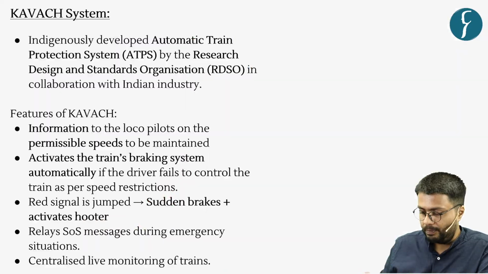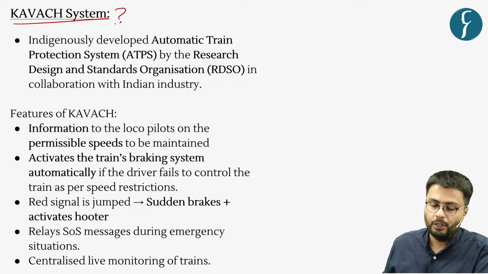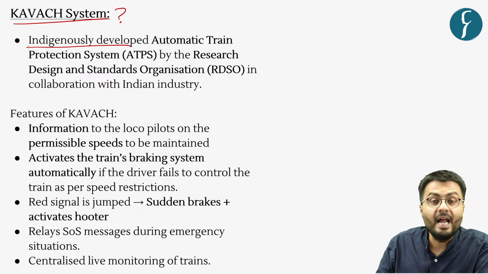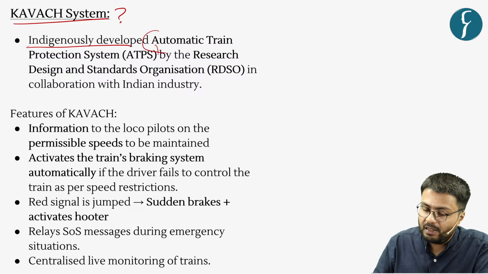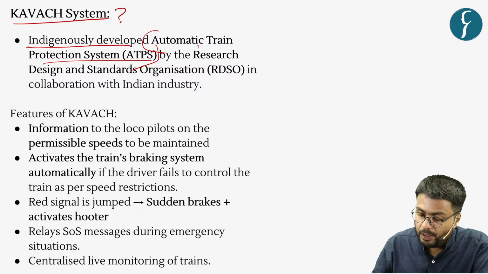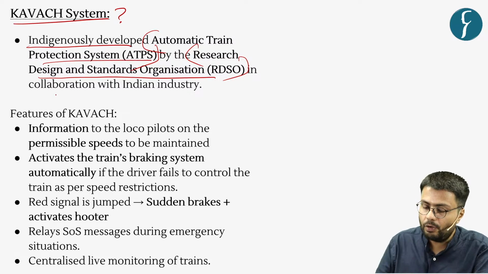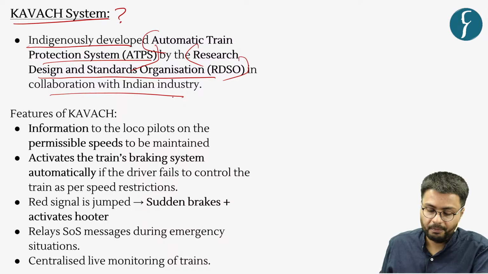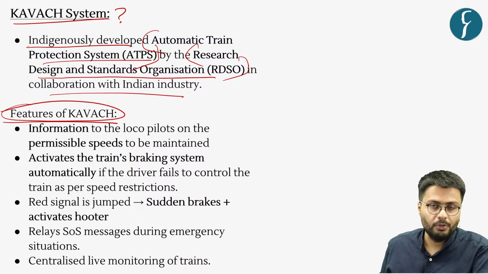So based on this, let us understand what this KAVACH system is all about. Now this system is an indigenously developed system which acts as an automatic train protection system. Now this system was brought forward by the Research, Designs and Standards Organisation of the Indian Railways in collaboration with Indian industry. Now let us understand the various features of this very system.